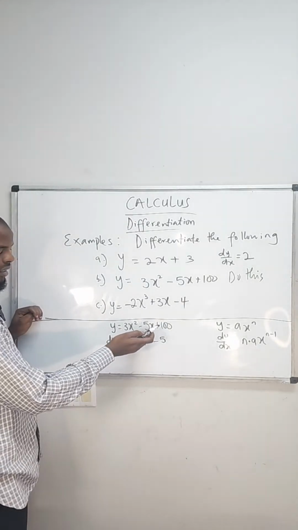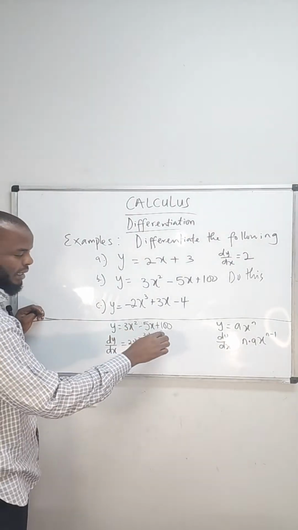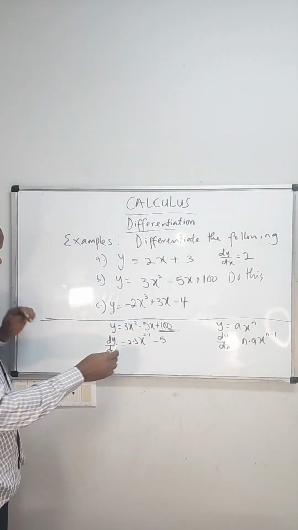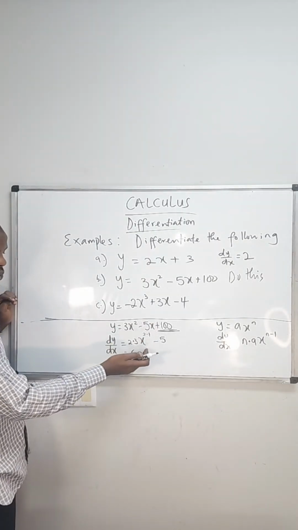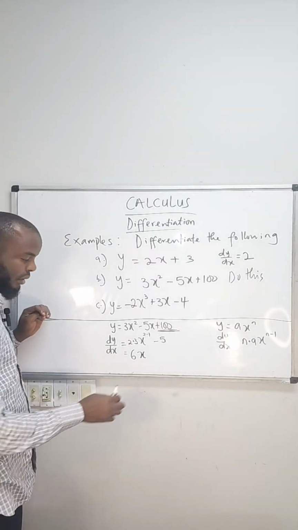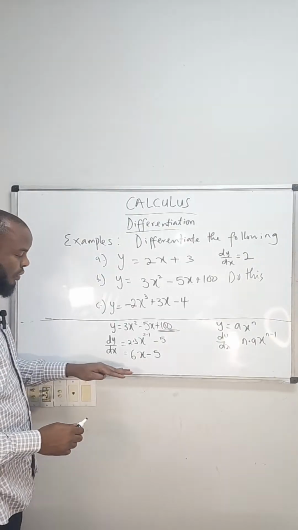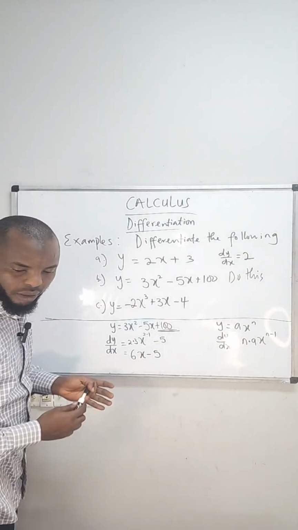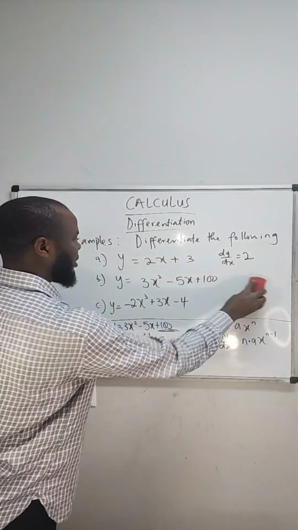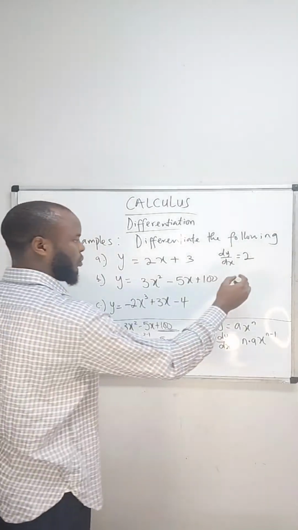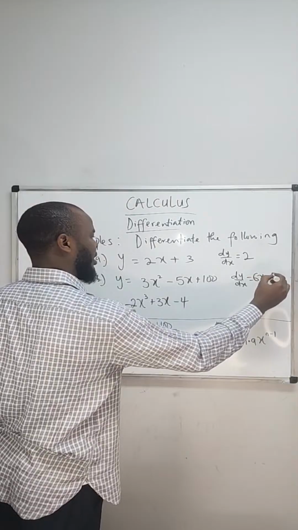This is just the same thing as the first one we did. This is going to be minus 5, and this constant is going to be 0. So 2 times 3 is going to be 6x. 2 minus 1 is 1, so it's the same thing as x to the power of 1, minus 5. So this is the first derivative. You are correct, Mahmoud. Now we've done the second part. So dy/dx for the second part is 6x minus 5.